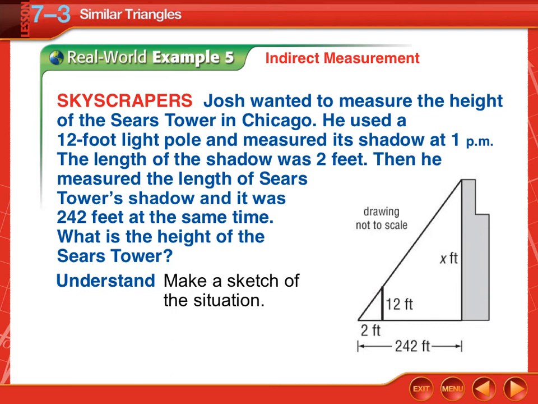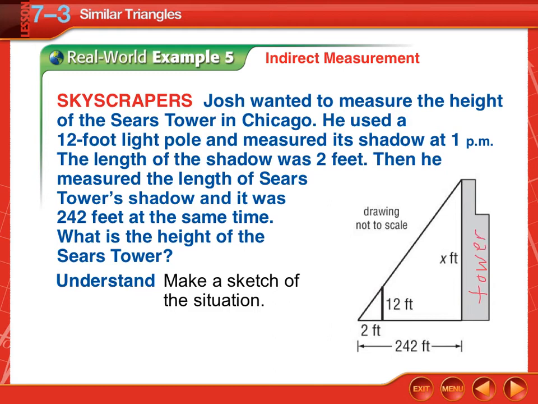All right, let's look at this skyscraper. Josh wanted to measure the height of the Sears Tower in Chicago. He used a 12-foot light pole, and that's this right here, and measured its shadow at 1 p.m., which was measured at 2 feet. Then he measured the length of the Sears Tower shadow, which was 240 feet. So what do we have here? We've got the tower here.